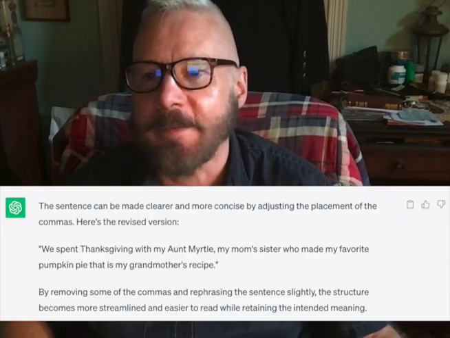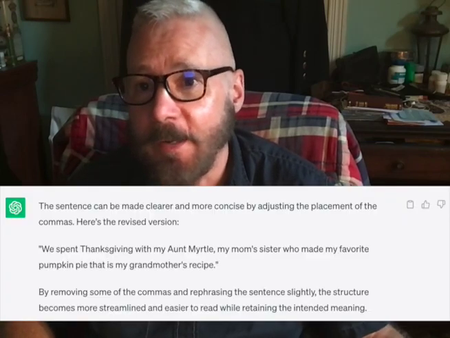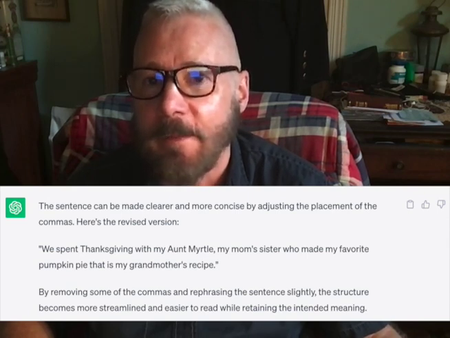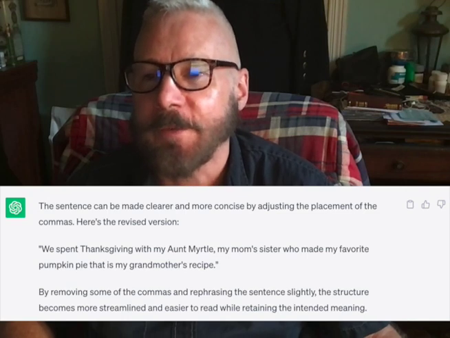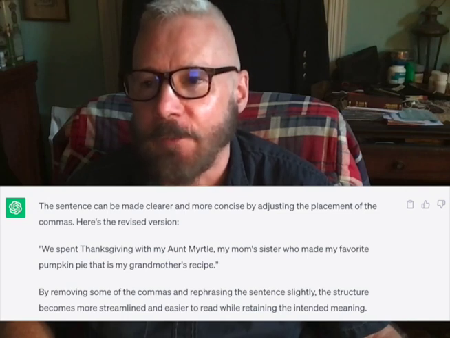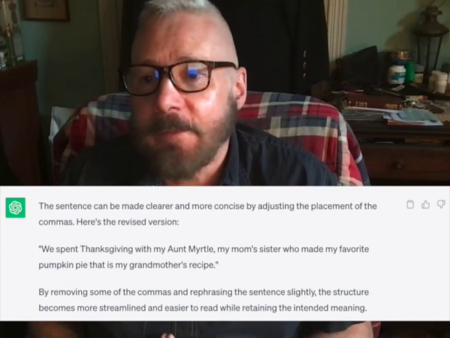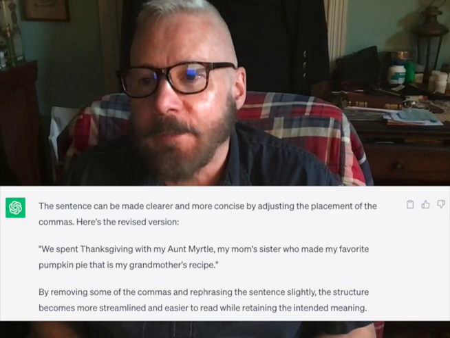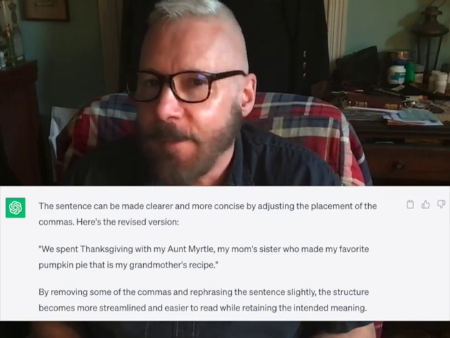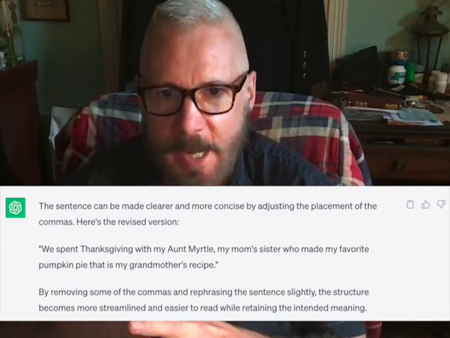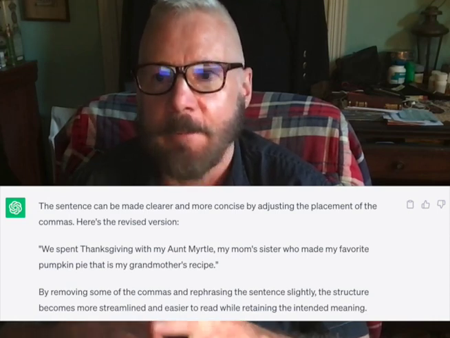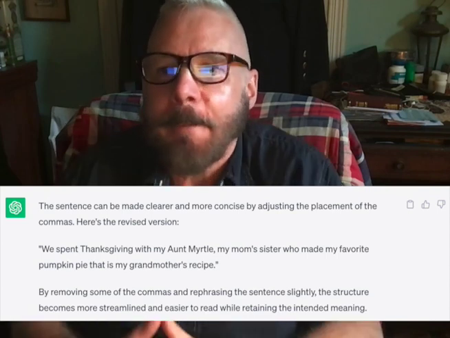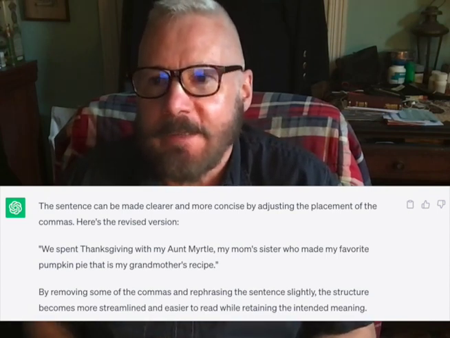So the response is that the sentence could be made clearer and more concise by adjusting placement of the commas and just revising the sentence altogether. So the suggested sentence it gave me here for the revision is, we spent Thanksgiving with my Aunt Myrtle, my mom's sister, who made my favorite pumpkin pie. That is my grandmother's recipe. Okay, so it's the same information, but the way ChatGPT has rearranged the information and eliminated some of these awkward commas makes it much easier to read.